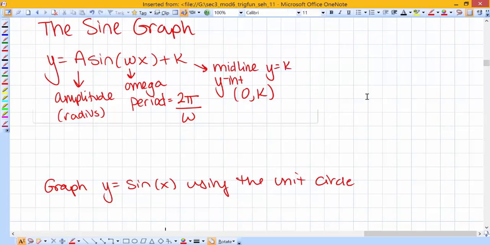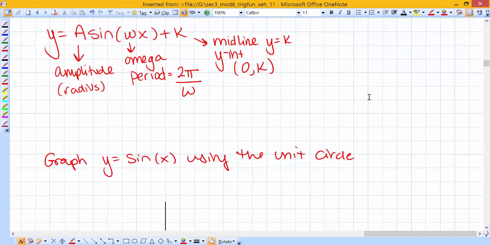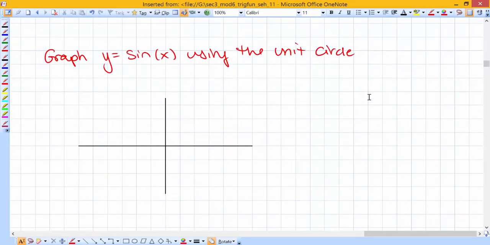But before we do that, I want us to graph the sine graph using just our unit circle. I know this is the one we did do in class. I'm going to go through this slowly, and I'm going to talk to you about where all these special points are occurring on our circle, because we want to use those points to make quick sketches of the rest of the sine functions.